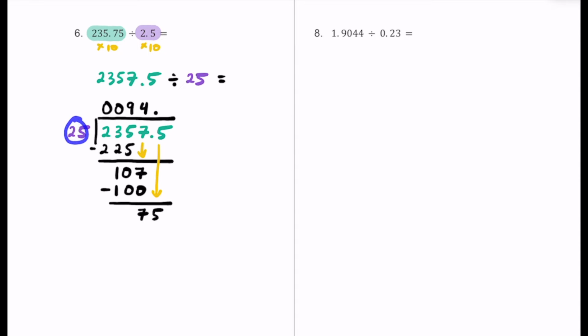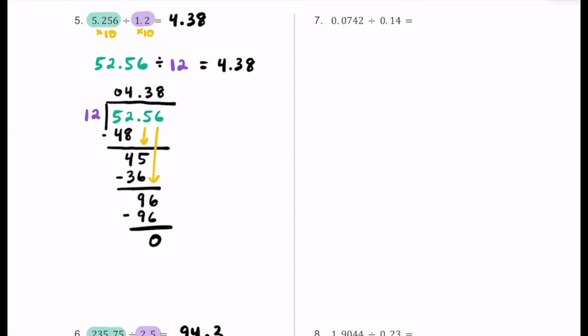So let's see how many times does 25 fit into 75. Fits in 3 times exactly, right? Because 3 times 25 is exactly 75. And we can see here that the remainder is 0, so we're all done. Our quotient here for our rewritten problem was 94 3/10, which means the quotient for the original problem was also 94 3/10.